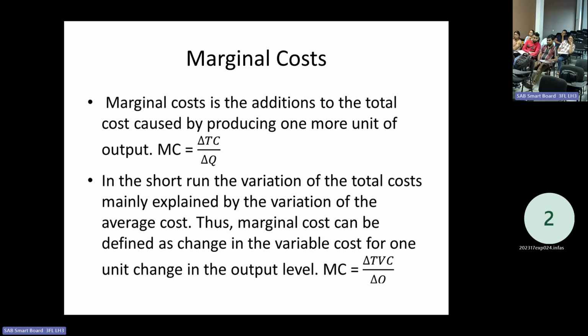So short run total cost is mainly explained by the variation of the average cost. Average cost means average fixed cost and average variable cost. Those two are there, but it mainly varies with the average variable cost. So the marginal cost mainly depends on the variable cost. Marginal cost means delta TC over delta Q. If I write it, marginal cost means delta TVC over delta Q.